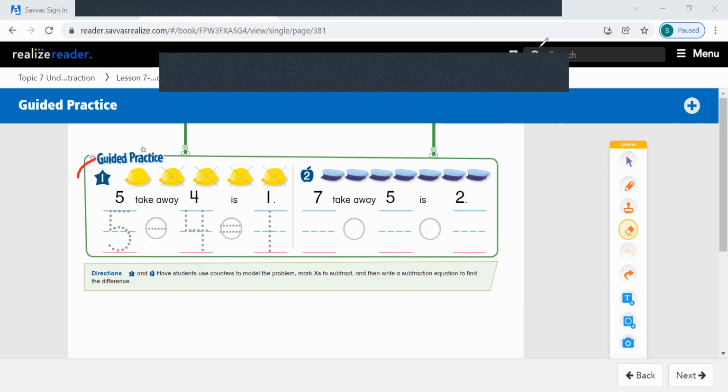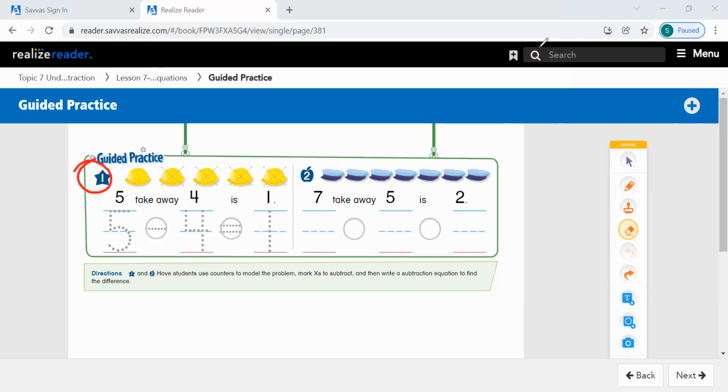All right, let's look at our guided practice. We're at problem number 1. You are going to use counters to model the problem, and you are going to mark X's to subtract. Remember, when we say subtract, that means take away. So taking away or subtracting, you are going to mark X's, and then you're going to write a subtraction equation to find the difference.